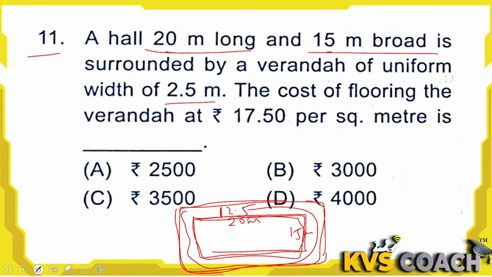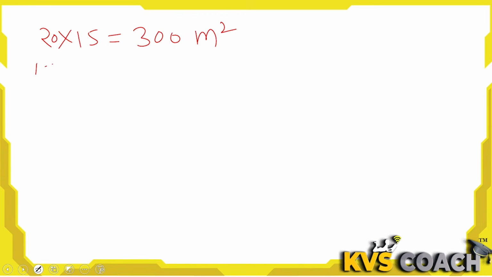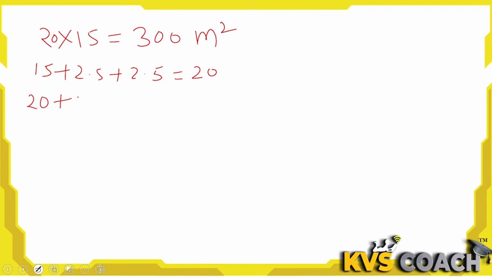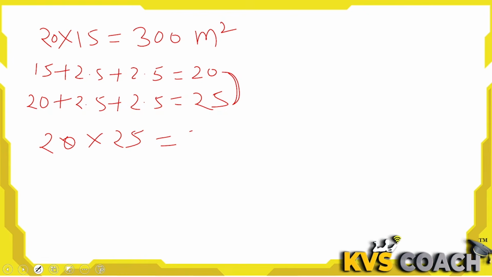And for the outer rectangle, look, this is 2.5 meter here, 2.5 meter here. In total it is a 5 meter increase, 2.5 plus 2.5. So 15 plus 5 gives 20, that is its length, and for the second rectangle, 20 again. Here 2.5 increase, here 2.5 increase. It means on both sides 5 increase. 20 plus 5 is 25. So this is the dimension for the second rectangle. 20 into 25 is 500 meter square.